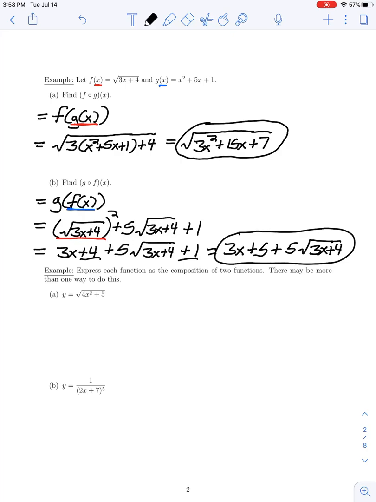And again, comparing our answers from parts A and B, we can see that these two functions are not equal to one another. So again, the order of the composition is important.